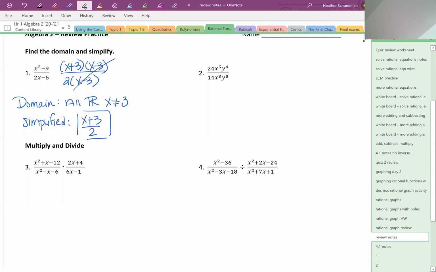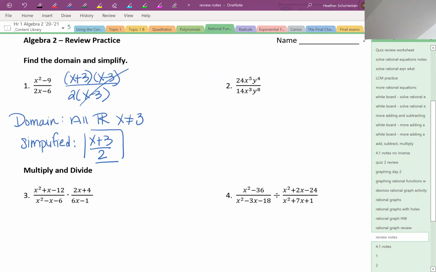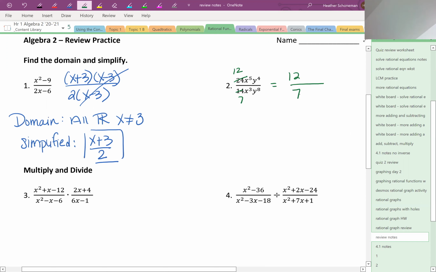So because you can't factor, I'm going to treat this as two separate problems. So the first thing we're going to do is reduce the numbers. So what can go into both those? Well, 2 can. So this will be 12 over 7. So I'll write my fraction as 12 over 7.